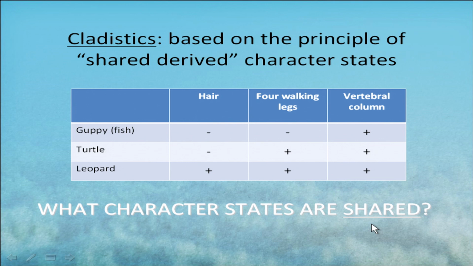So when we take a look at which character states are shared, you can see that all of them share a vertebral column. And that's pretty obvious. A guppy, a turtle, and a leopard all share a vertebral column. However, only the turtle and the leopard share the 4 pairs of walking legs. So that's what we mean when we say shared.